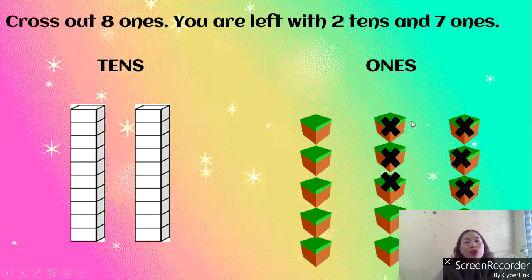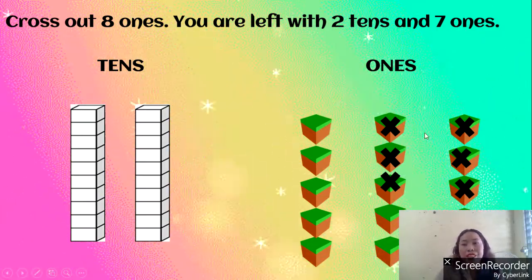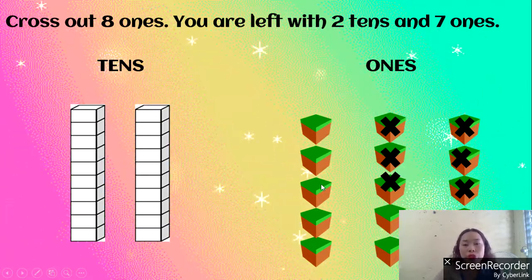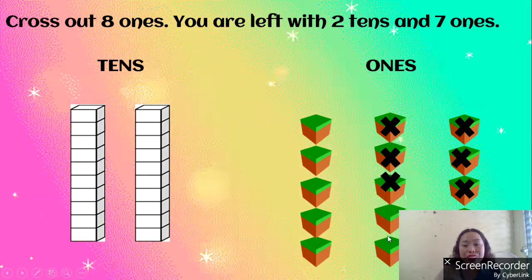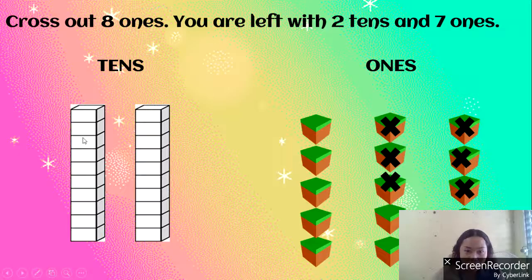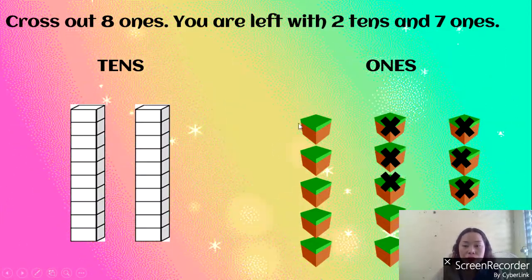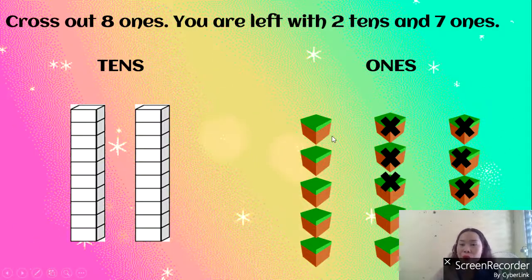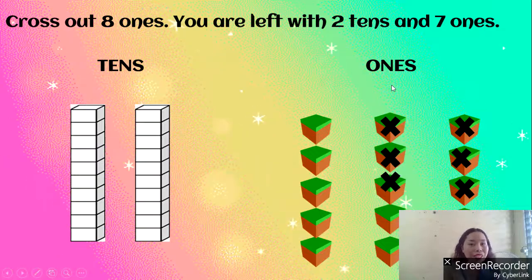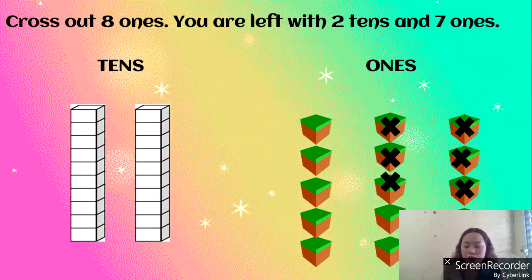Okay? Now that we have crossed out 8 ones blocks here, let us count the remaining ones here. 1, 2, 3, 4, 5, 6, 7. So therefore, we have 7 ones. We have 2 tens here. It means two groups of tens, and the remaining pieces of blocks, the 7, will be called 7 ones. Okay? So the correct answer is 2 tens and 7 ones.